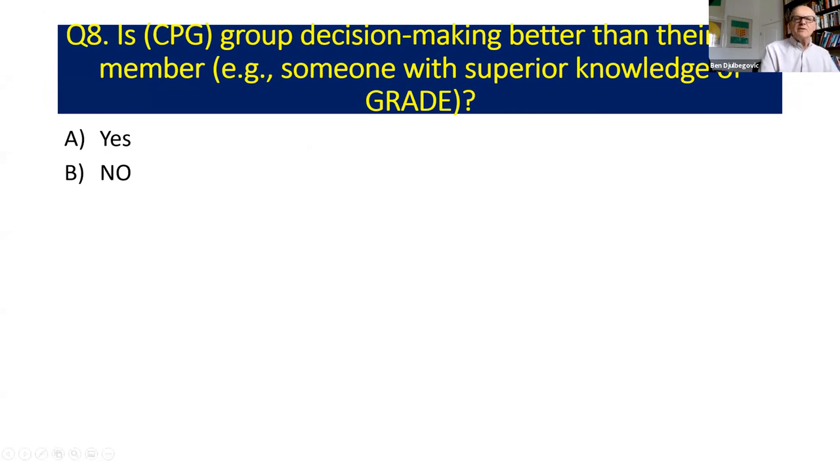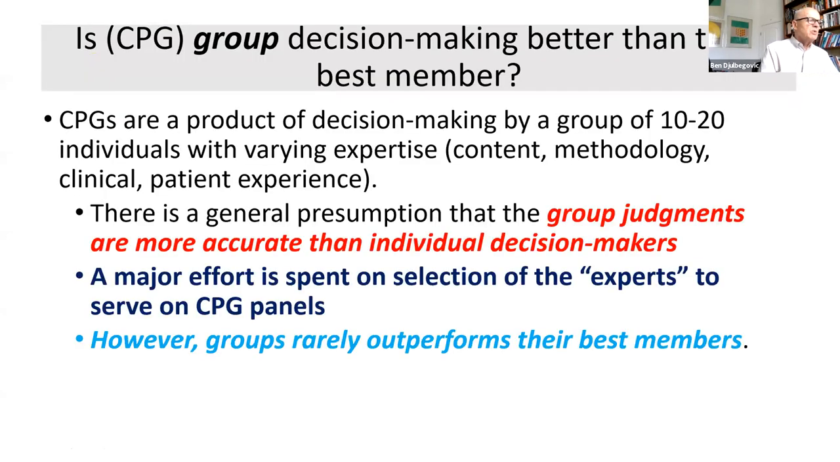Guideline recommendations represent a group process. In a group, usually 10 to 20 individuals, which Gordon reviewed in the beginning of the talk, our assumption is that group judgments are more accurate than individual decision makers. And therefore, we go through this major effort to select the best experts for the panel. However, empirical work on groups versus individuals is far from certain. Groups actually rarely outperform their best members.